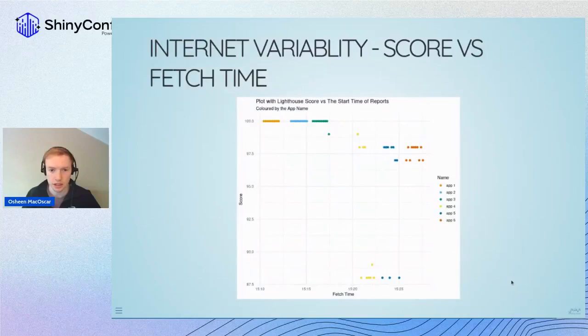And then I thought this could only be caused by the Wi-Fi, so I looked at the time I ran the reports. So I ran them from 3:10 to about 3:25, and you can see this clump here where all of the bad, well, not bad, but the sub 90 Lighthouse scores are coming in. So I think it is due to a drop in Wi-Fi at this time.